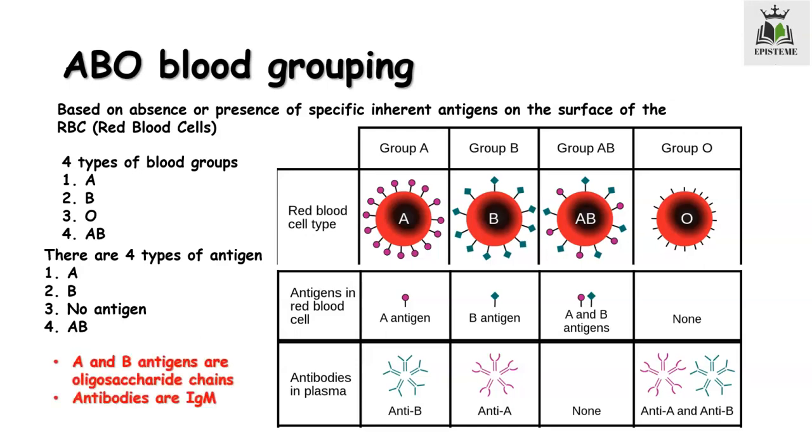Now these A and B antigens are actually different oligosaccharide chains present on the surface of the RBC. The antibodies present in the plasma are IgM, immunoglobulin M. This is because these are pentamers. Each of these antibodies is a pentamer, that means there are 5 immunoglobulin units in one complex. So these are IgM.